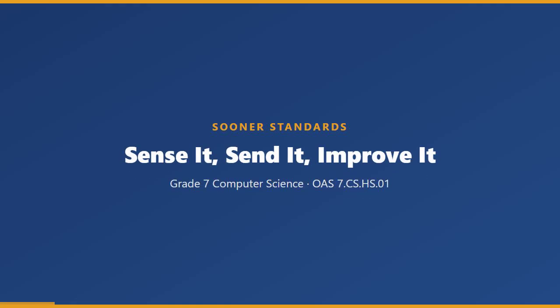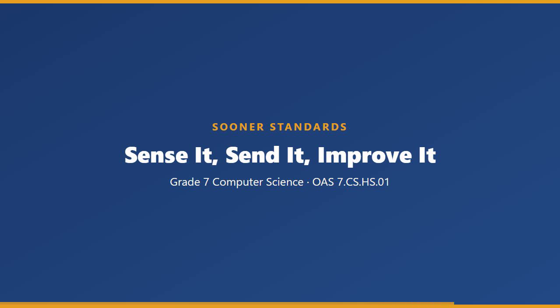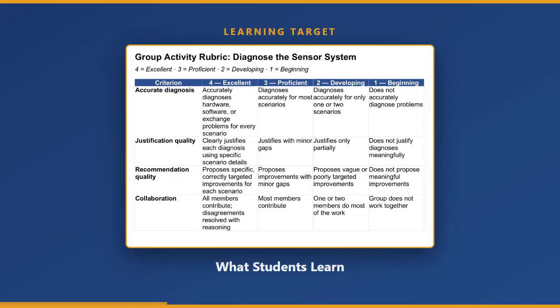From Sooner Standards, Evaluating Hardware-Software Combinations for Data Collection, a complete Grade 7 computer science unit for Oklahoma Standard CSHS.01. Students learn to evaluate and recommend improvements to software and hardware combinations used to collect and exchange data.